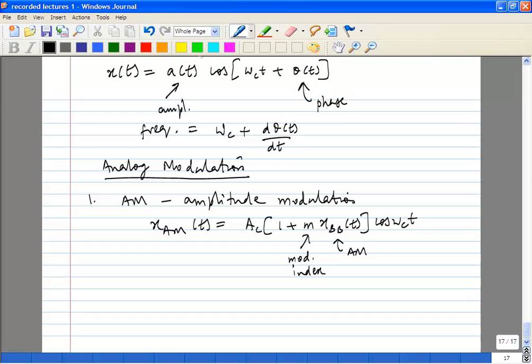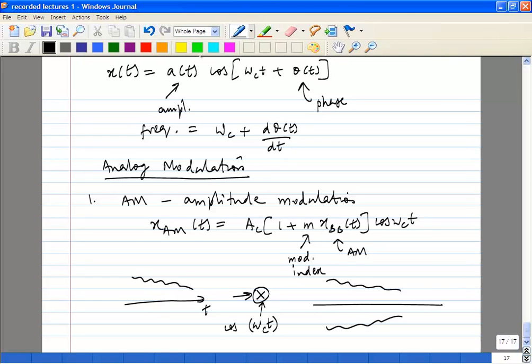So what does it look like in the time and frequency domains? In the time domain, if you have a certain signal which looks like this, let's say, this is a baseband signal, and you multiply it with the carrier, let's say cos omega_c t. So what does it look like? You'll get this: the cosine which is envelope modulated by the baseband signal. And this is the envelope.